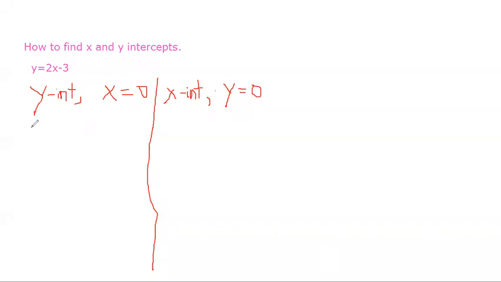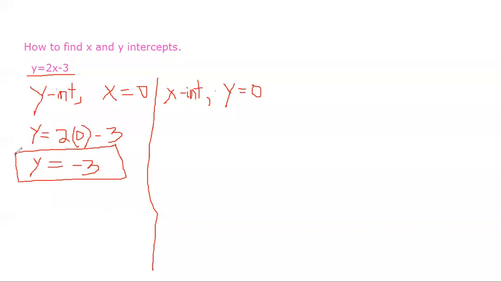So, pag hanapin nyo si y-intercept, si x, equate it to 0. Balik tayo sa equation natin. y is equal to 2x minus 3. Since x is 0, we will plug in 0 in our equation. So therefore, y is equal to negative 3. And negative 3 now is our y-intercept. So therefore, we have the point 0, negative 3. That's our first point. This is our y-intercept.